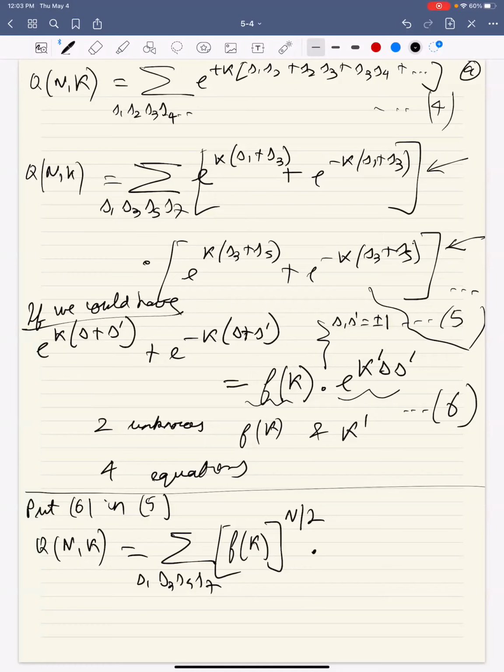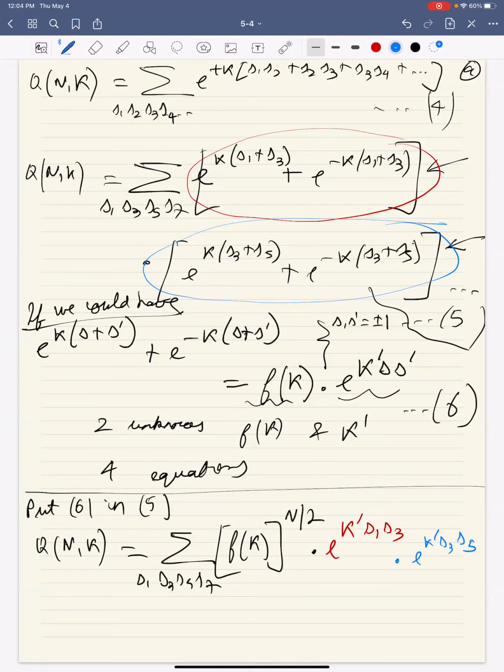So every spin, every pair, every box contributes f of k, right? So we have f of k to the power n by 2. But now we have to think about this one. What's that going to be? That's going to be e to the power k prime. What is S now? That is S1, right? And what is S prime? That is S3, right? How about this term? What is that going to be? E to the power k prime S3 S5, right?